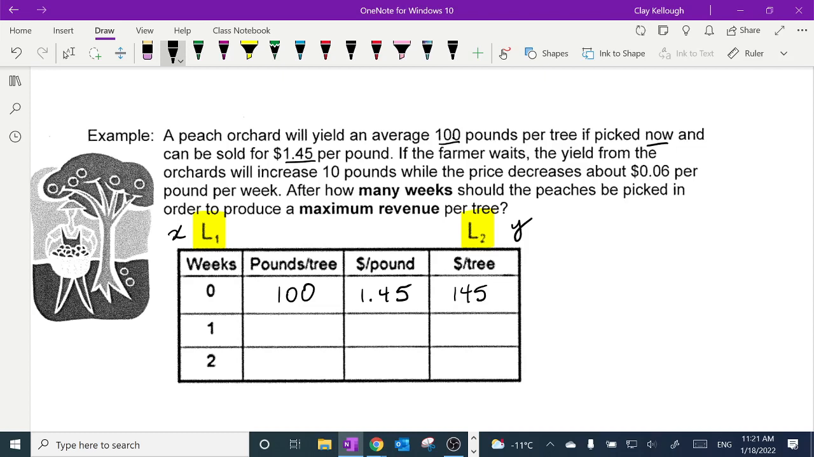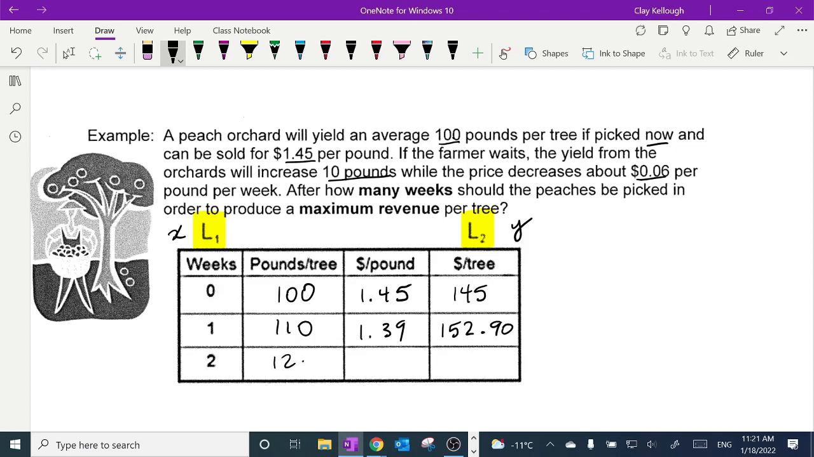Now, if I wait a week, I get 10 more pounds. The tree makes more peaches. But the price is going to go down, by 6 cents it says. So that's now $1.39. But the poundage went up significantly more than that. If you do the math here, you multiply that. That's still better for my sales. But obviously this won't continue forever. Eventually the price keeping on going down will compensate for the fact that the poundage goes up.